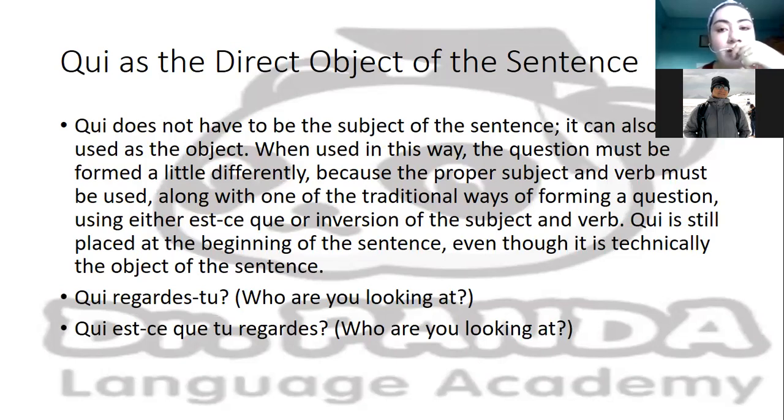So qui does not have to be the subject of the sentence. It can also be used as the object. When used in this way, the question must be formed a little differently, because the proper subject and verb must be used along with one of the traditional ways of forming a question using either est-ce que or inversion of the subject and verb. Qui is still placed at the beginning of the sentence, even though it is technically the object of the sentence. So for example, when you want to say, who are you looking at? You say, qui regardes-tu? Very good. And who are you looking at is qui est-ce que tu regardes? Very good.